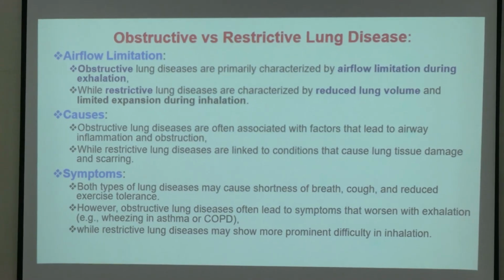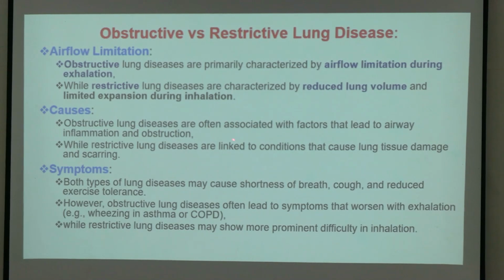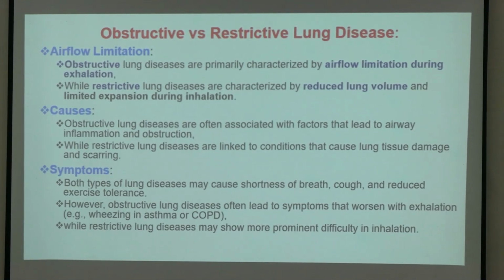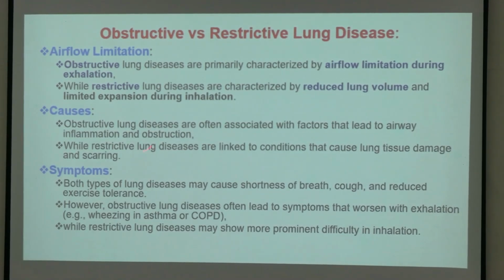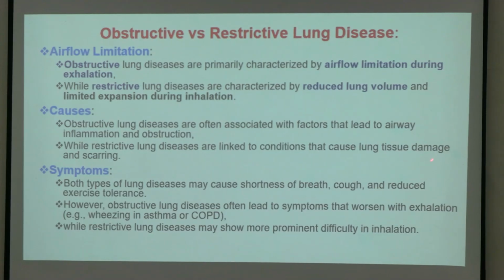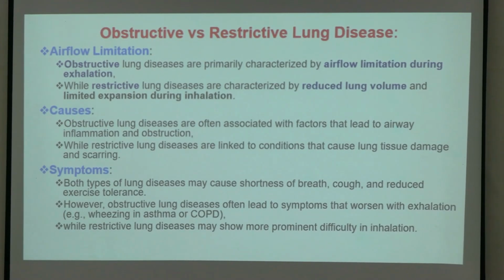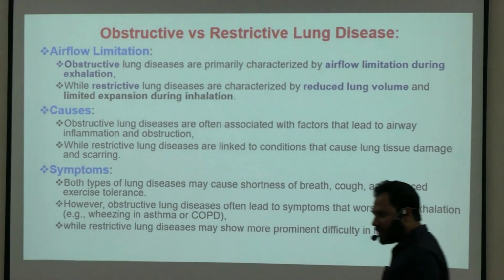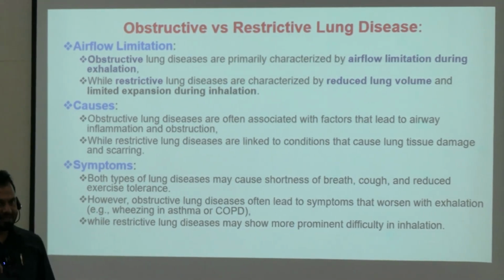So what are the most important causes of both obstructive and restrictive lung disease? Obstructive lung disease is often associated with different factors that lead to airway inflammation as well as obstruction. Whereas in restrictive, there is lung tissue damage and lung fibrosis, called scarring, right? So these two are the most important features by which you can differentiate obstructive and restrictive lung disease.